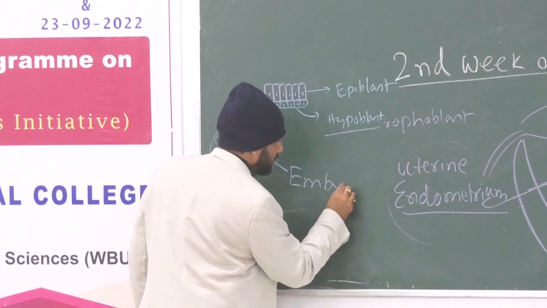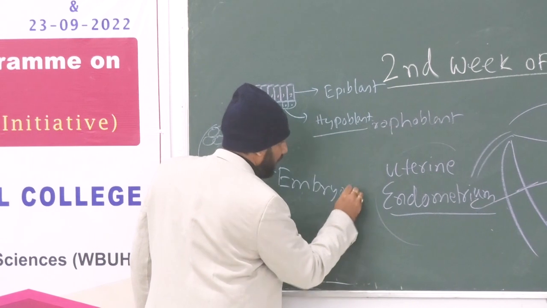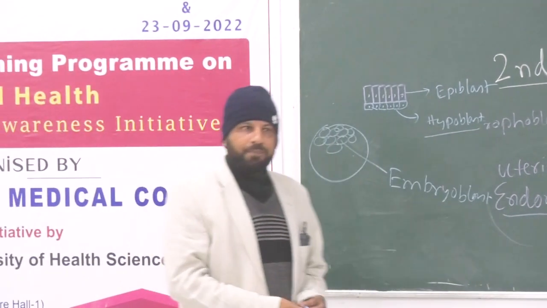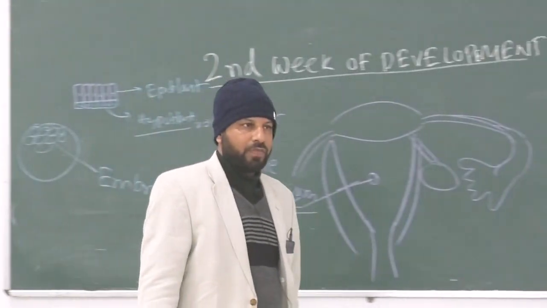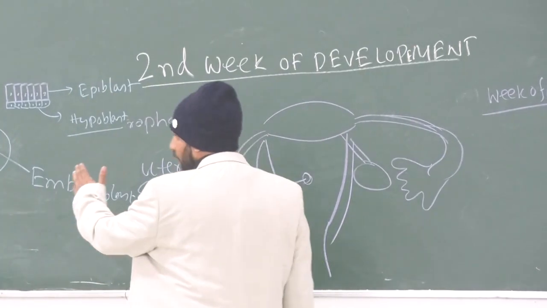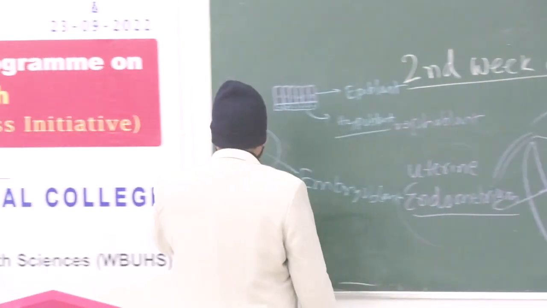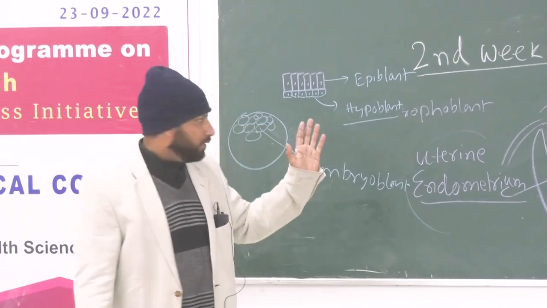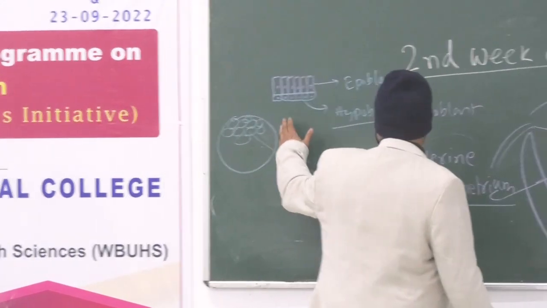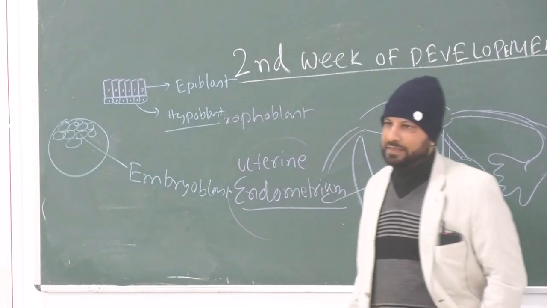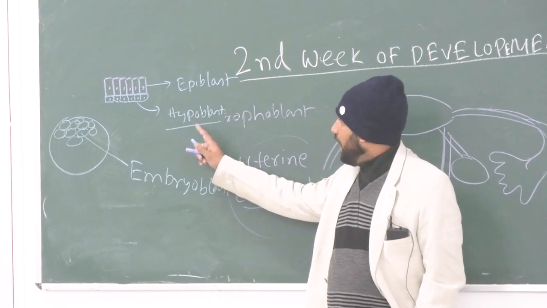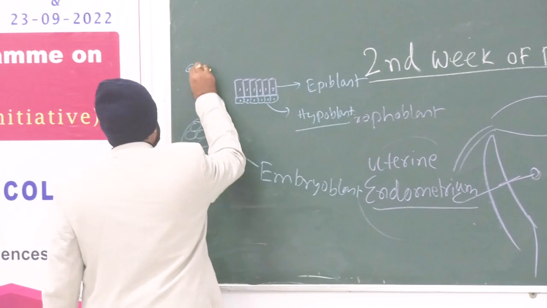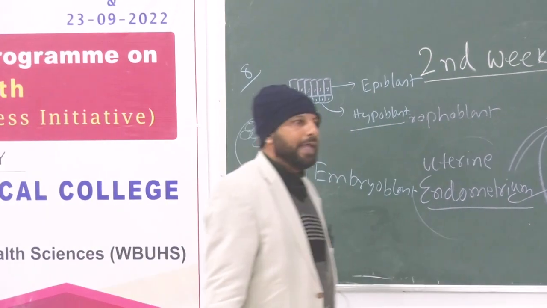Actually it is the embryoblast proper. This embryoblast is made of pluripotent stem cells. It has the property to form different cell structures when required. So this embryoblast forms two cell layers, one is the epiblast and one is the hypoblast, and these are the events of day 8.